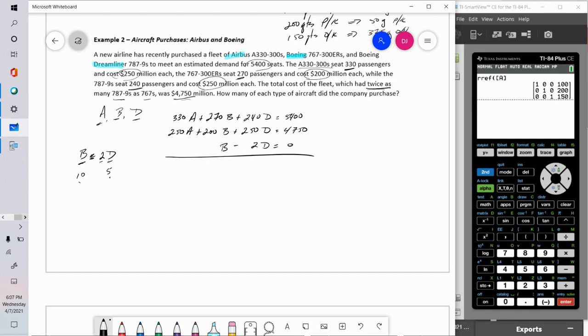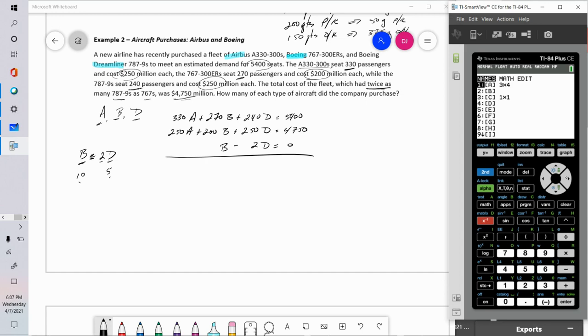I'm going to speed this up a little bit. I'm not even going to bother to write this as the augmented matrix. I'm going to go right to my calculator. Second matrix, edit, matrix A. If I wrote this as an augmented matrix, it would be a 3 by 4 because notice that there are 3 rows and there would be 4 columns.